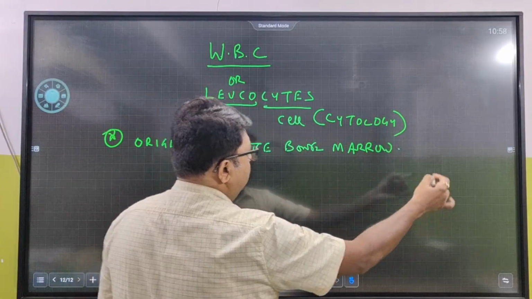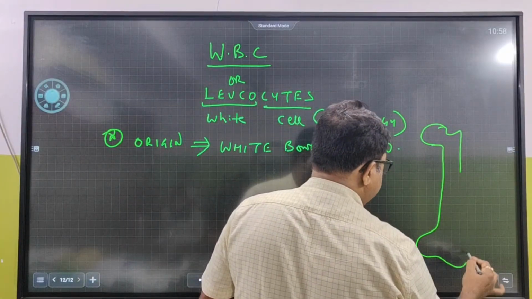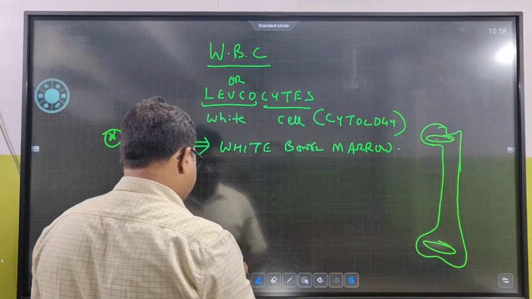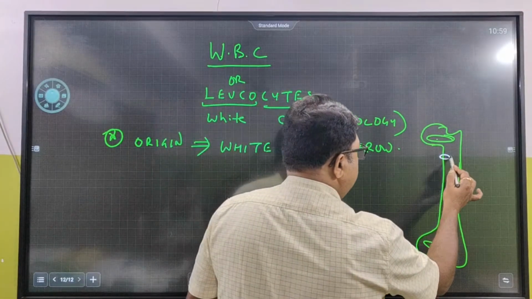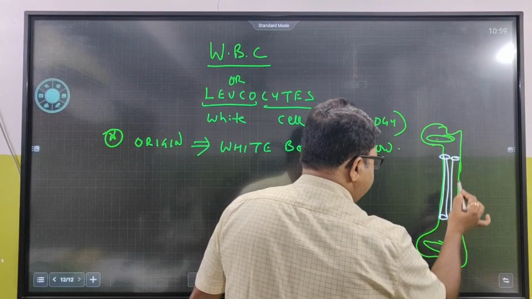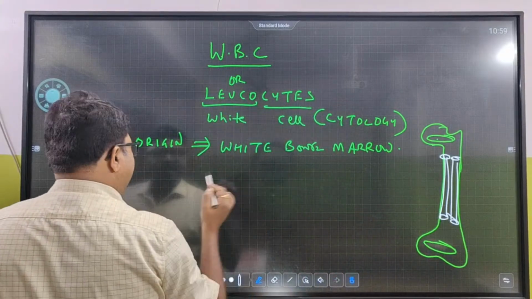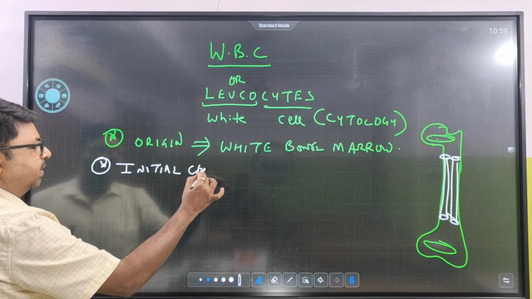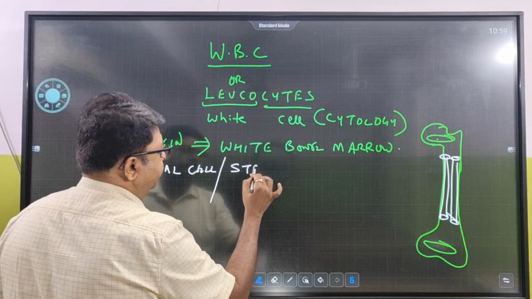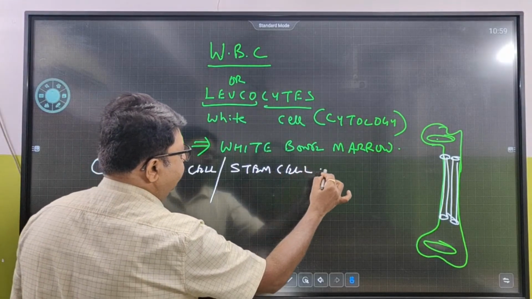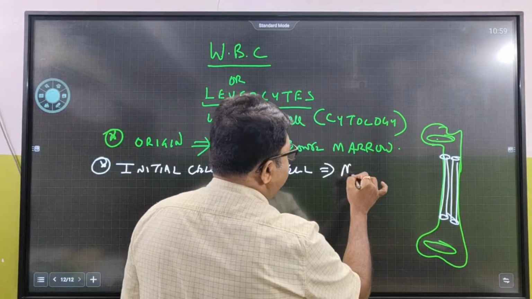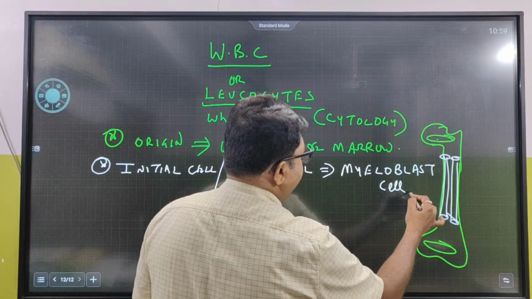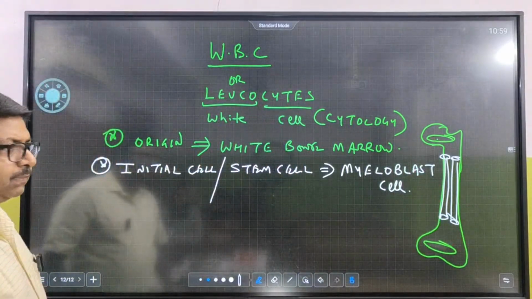Which part of the bone marrow is white? If this is the bone, these two parts are red bone marrow. So white bone marrow is present normally in these two lateral sides of the bone. What is the first cell? The first cell is called the initial cell, or also called the stem cell. The stem cell for WBC is called the myeloblast cell.